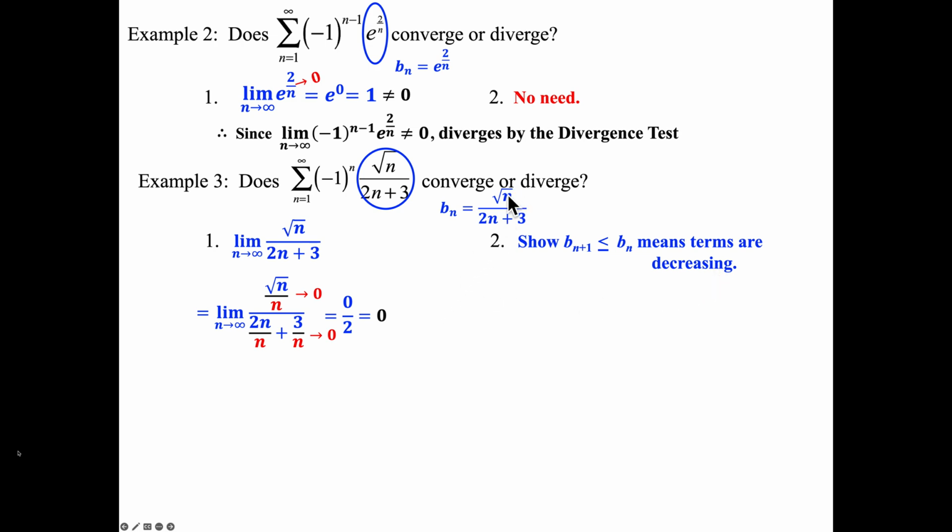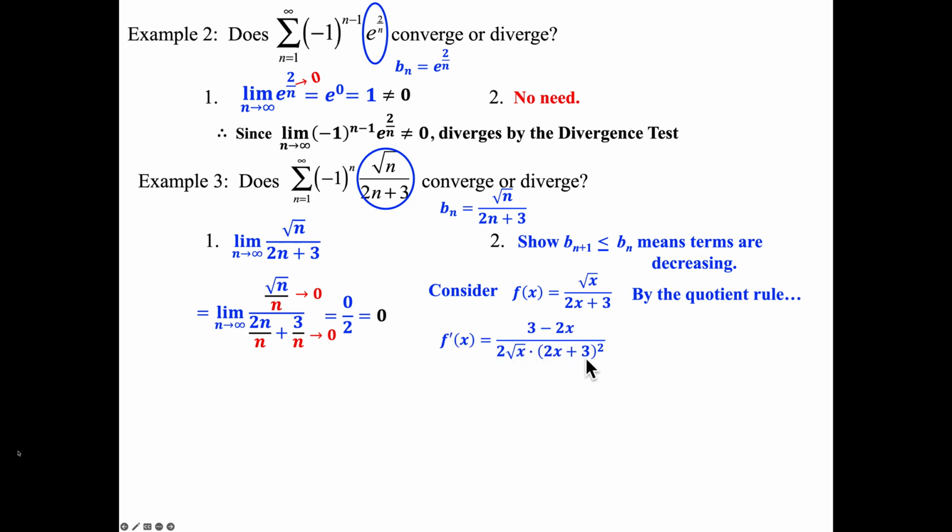Working with square roots is always a little bit more difficult because it's hard to combine terms and get a comparison with an inequality symbol. So here you might want to consider changing it into a function and then taking its derivative, and we'll do the first derivative test to see if it's decreasing. So by the quotient rule, this is my derivative.